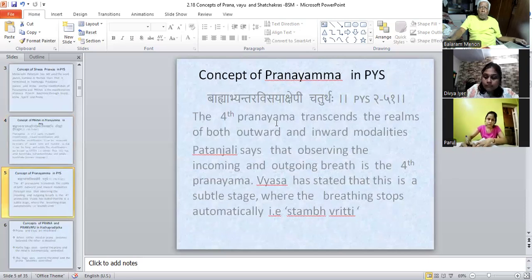2.51. Baya Abhyantara Vishayakshepi Chaturthah. The fourth pranayama transcends the limits of both outward and inward modalities. Patanjali stated observing the incoming and outgoing breath in the fourth pranayama. Just observing. So we are going towards Pratyahara. When all your sensory objects stop, then only the Dharana stage comes into force, the level of concentration on a particular object.